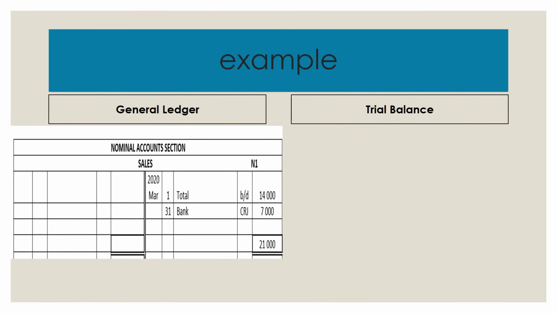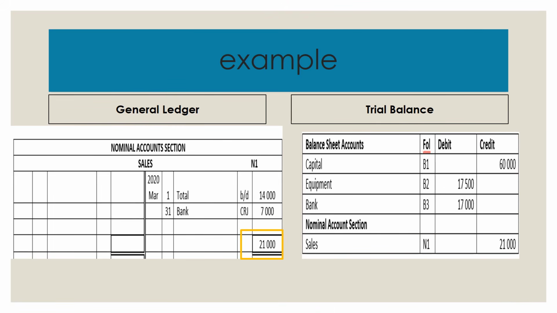Here's our nominal account section. We have our total brought down for sales of 14,000 at the beginning of the month. We then sold some goods for 7,000 Rand, giving us a total at the end of the month of 21,000 Rand. We take that total from the credit side to the credit side of our trial balance, giving us that 21,000 Rand. Let's just do one more entry for our example.